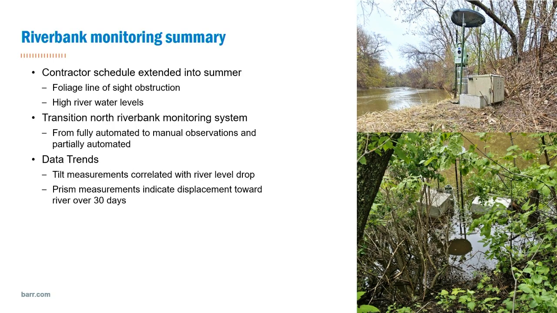So we had to transition, as I said earlier, from fully automated to manual observations and a partially automated monitoring program. And so we looked at the data that we were collecting, and what we found is a pretty clear correlation between the river levels and how the river level changes affected that north slope over time.